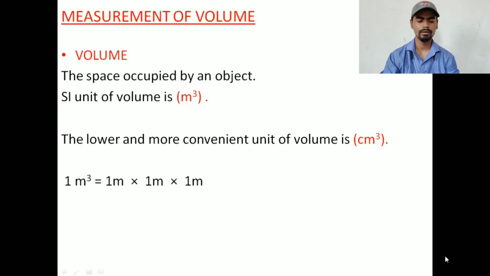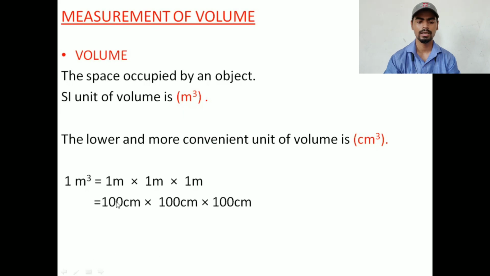Say 1 meter cube. When I say meter cube, it means it has a power 3. So can I write it as 1 meter into 1 meter into 1 meter? And we know that 1 meter is equal to 100 centimeter. So instead of 1 meter, I'll write 100 centimeter, 100 centimeter and 100 centimeter. After multiplication, see how many zeros we'll get? 1, 2, 3, 4, 5 and 6. So total 6 zeros we'll get.